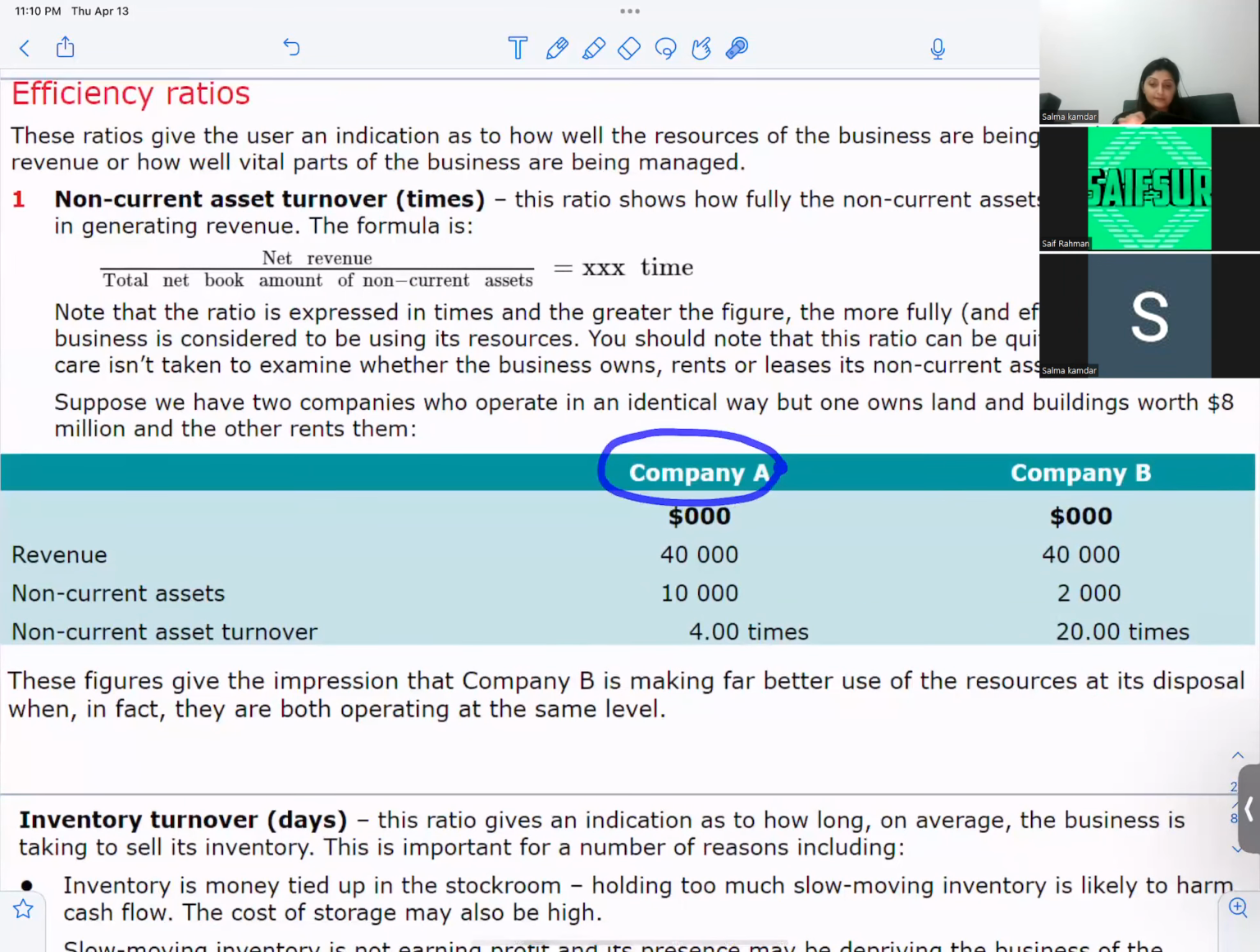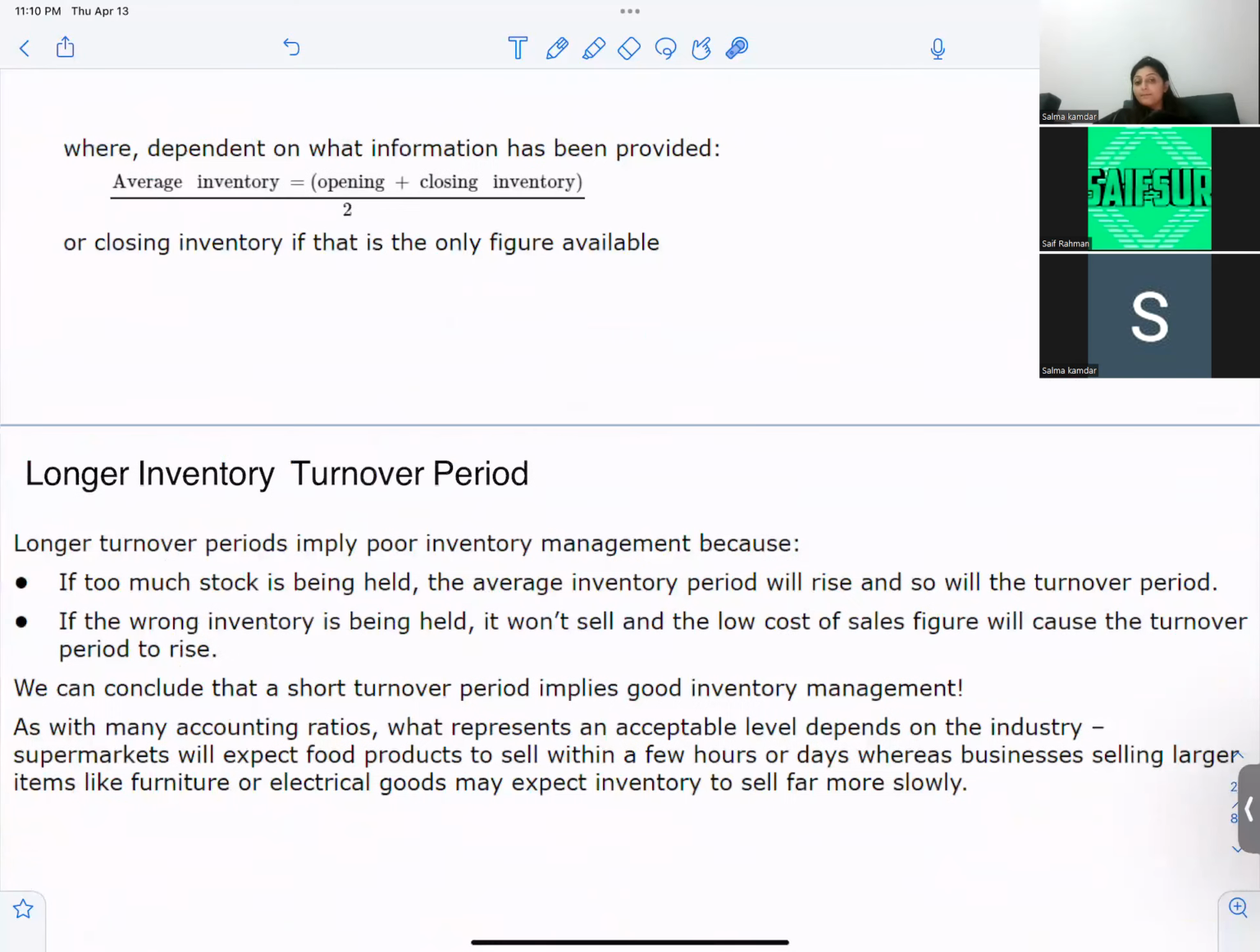A, because company B has non-current assets of only 2,000, but it is generating revenue of 40,000. So which company is more efficient? B. So the larger the better. But you should take care that these non-current assets should belong to you. It should not be that you've rented them, that is why the amount is less. Okay? The larger the better.